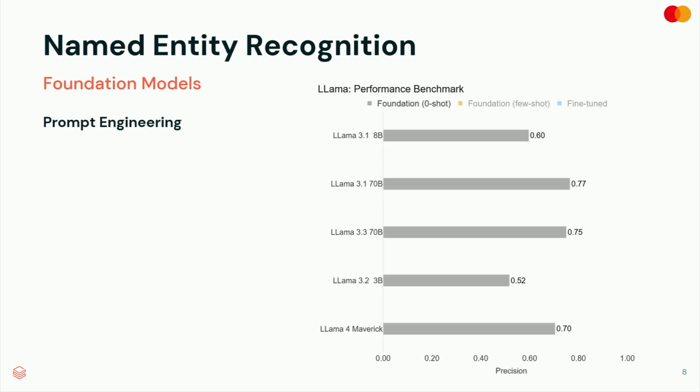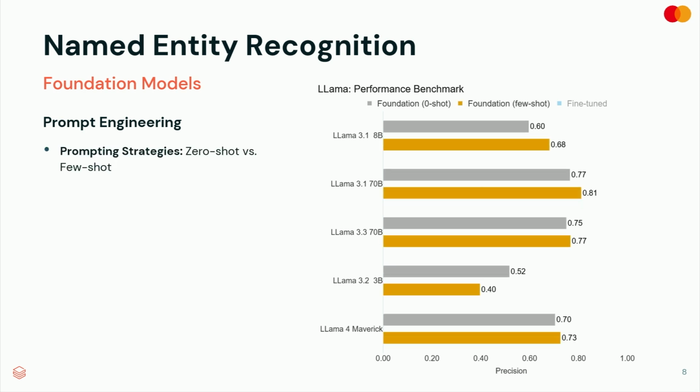All right, let's talk about benchmarks. What you see here is the benchmark for the named entity recognition part. You can see various Llama models, starting with Llama 3.1 with 8 billion parameters, 70 billion parameters, etc. We are measuring the success on precision here. This is the foundation version, so no examples, just the best prompt that we could write.